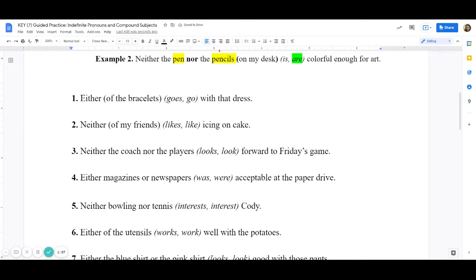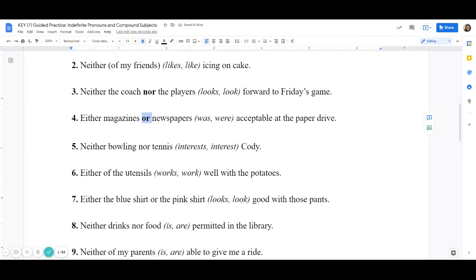Then I get to number three. I see neither. Oh, and then I see nor. So that's what we need to be paying attention to. Double click on nor, hold down your control key on your keyboard, and hit B for bold. Now nor is bolded. Number 4, either magazines or newspapers. I have either, but there is an or with it, so that's what we're focused on. Double click on or and bold it. Control B. Number 5 has neither, so I'm going to go check for nor. Oh, there it is. Bold nor.